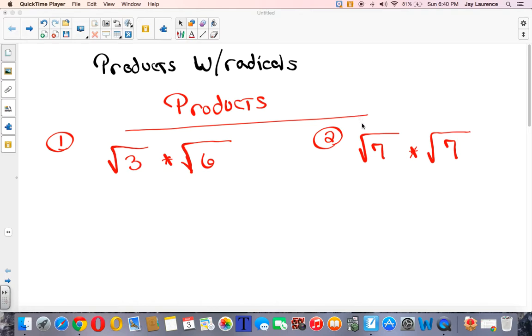Hello, algebra students. Mr. Lawrence here, and we did some adding and subtracting and simplifying with rads. Today we're going to do multiplication with rads, finding products, okay?